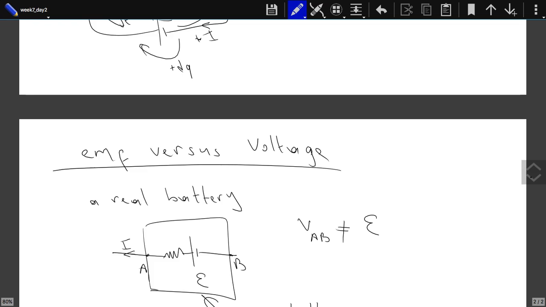If you take a battery that is not connected to a circuit, the voltage across the terminals will be equal to the EMF of the battery. But in a circuit, numerically also, they will be different. Conceptually, they are different concepts.